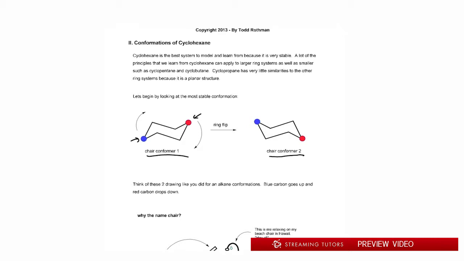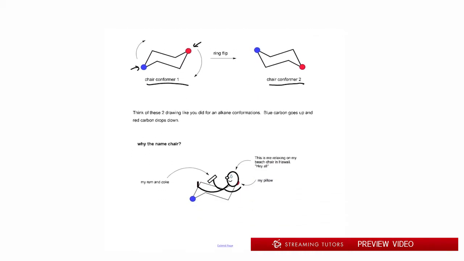Remember, a conformer is a snapshot in time, and at any moment you'll catch the cyclohexane in some path going from blue up, red down, to red up and blue down. You'll see it just going back and forth. That's what these molecules do. Ring systems do not rotate, because the ring restricts rotation, but it does go through this motion. By the way, this is known as a chair conformation.